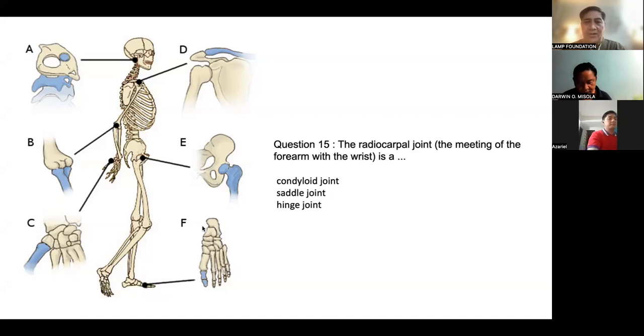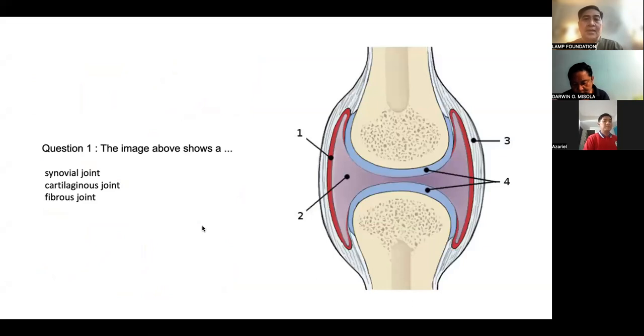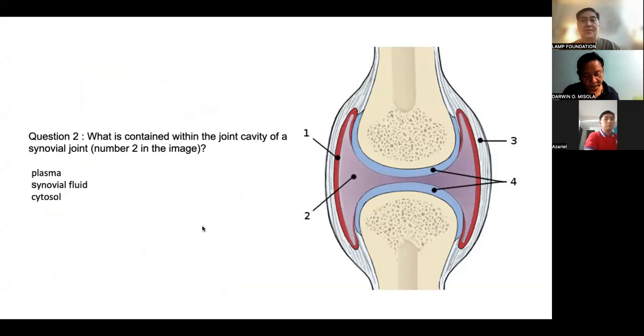Condyloid joint. Okay, condyloid joint. The image above shows what? Synovial joint. What is contained within the joint cavity of a synovial joint, which is number 2 in the image? This is very important. Maraming ganyang pasyente, ha? The synovial fluid. Okay.